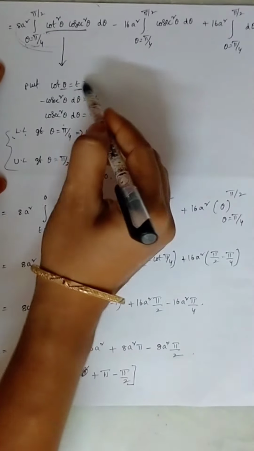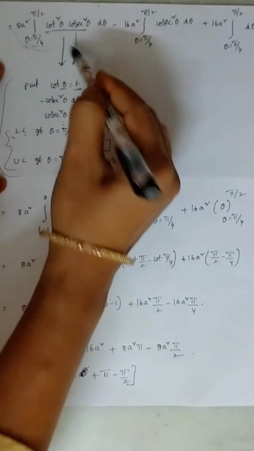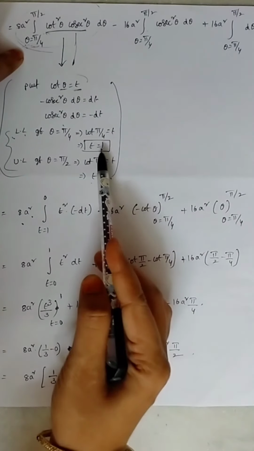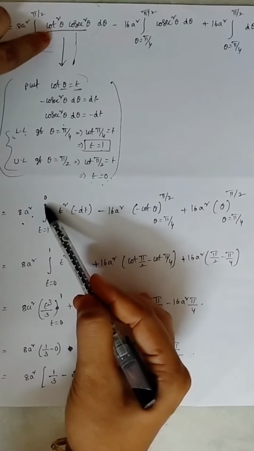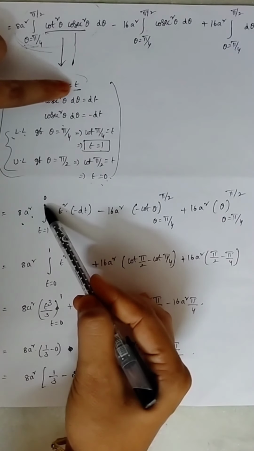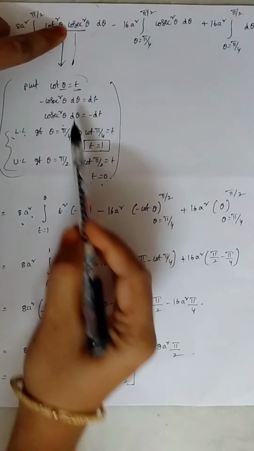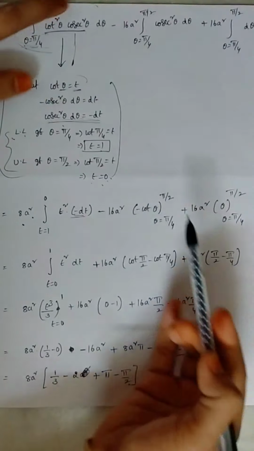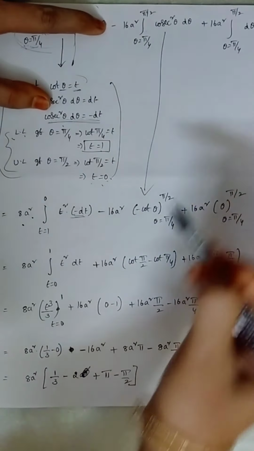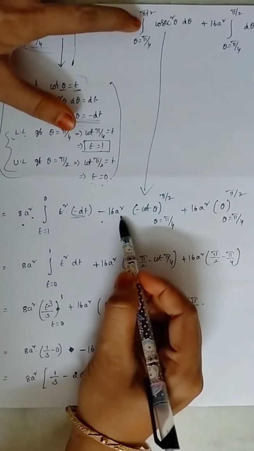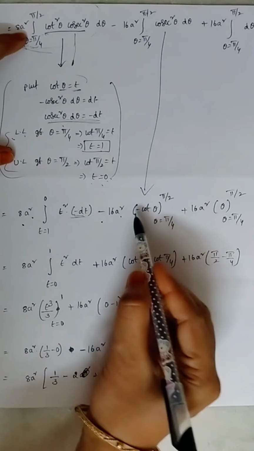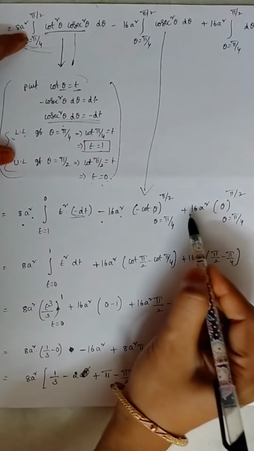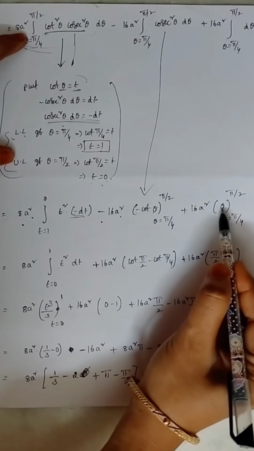So substitute these values in the first integration. In 8a square integral, the lower limit is 1, the upper limit is 0. Taking cot theta equals t, so t square, cosecant square theta d theta equals minus dt. So minus dt. The next integration we take directly, minus 16a square. We know the integral of cosecant square theta d theta equals minus cot theta, with limits theta equals pi by 4 to pi by 2, plus 16a square. The integral of d theta means theta.